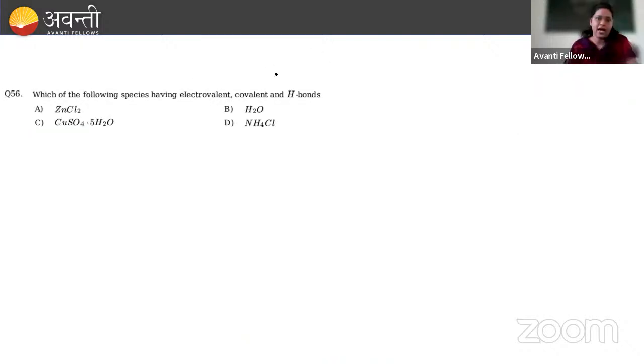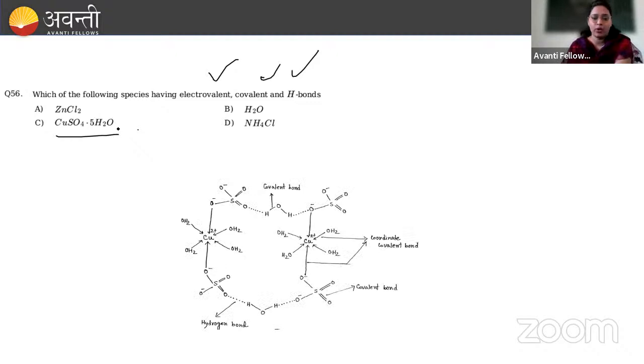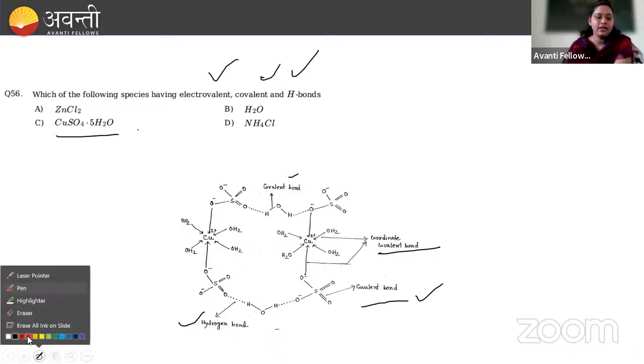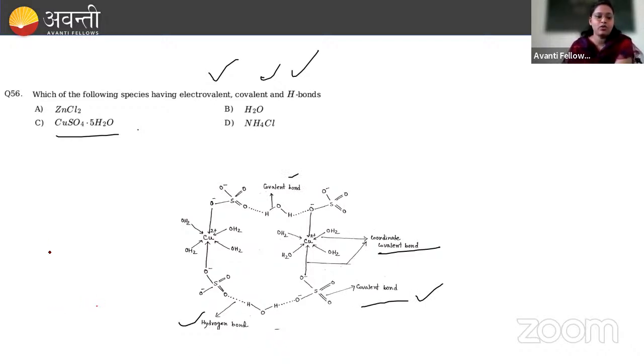Which of the following species have electrovalent, covalent, and hydrogen bonding? So when we talk about the bonding in a given molecule, here you can see option C, CuSO4·5H2O, it contains electrovalent as well as covalent as well as hydrogen bonding. You can see the hydrogen bonding I have shown, covalent bonding, coordinate covalent bonding, and electrovalent bonding. Any doubt in this? Let's move on. So here simply option C is the correct answer.